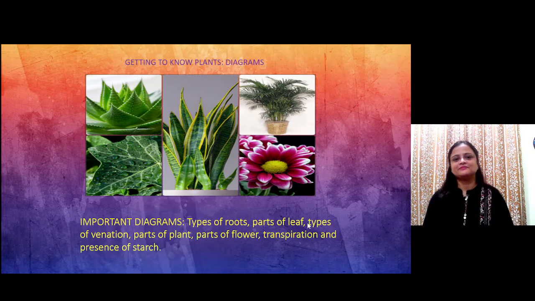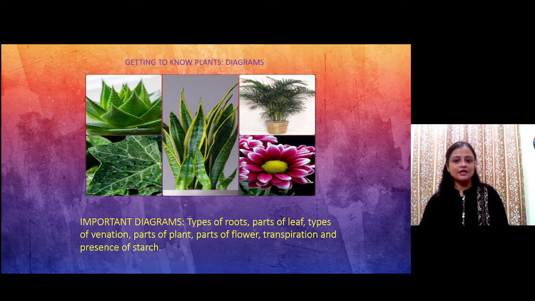Good morning, everyone. Today I will be talking about getting to know plants and the most interesting part of this chapter, that is the diagrams. So here I will be giving you a few tips to draw a neat and well-labeled diagram, which is the most interesting part of science.